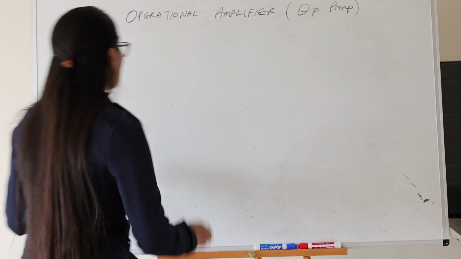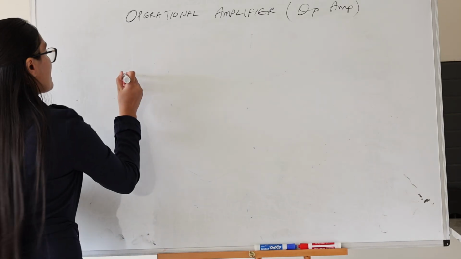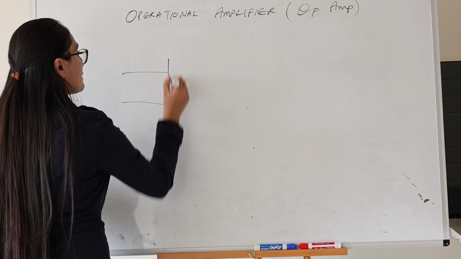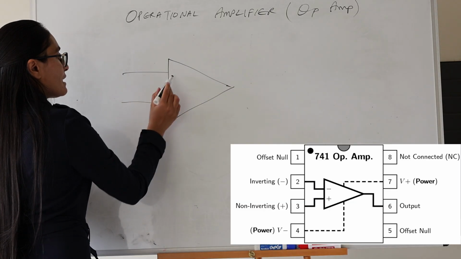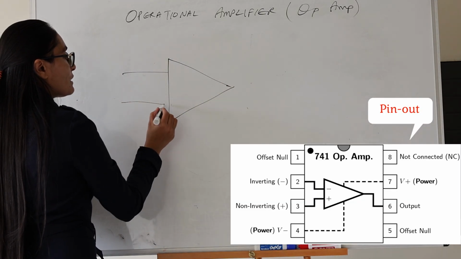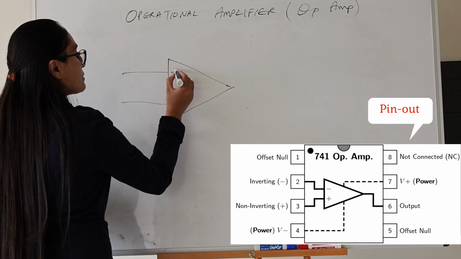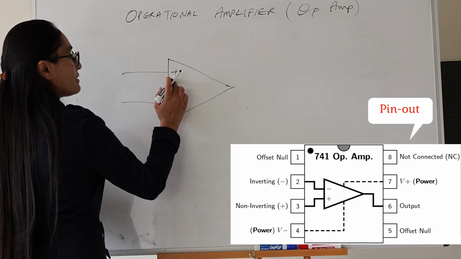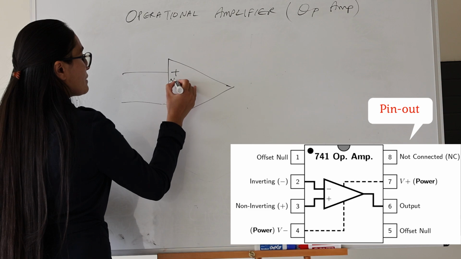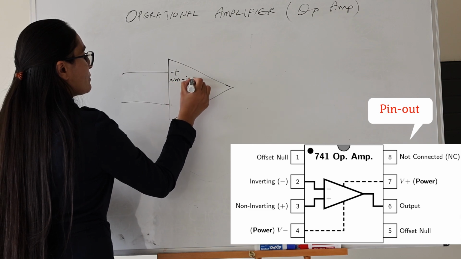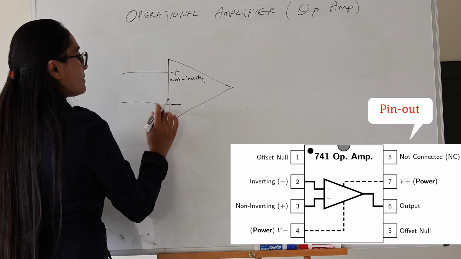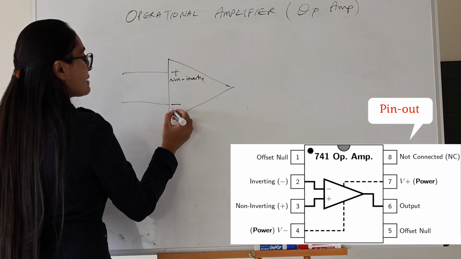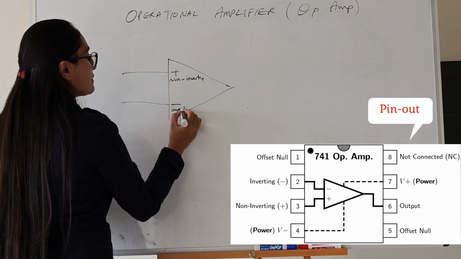So the symbol for the operational amplifier is this. We have a triangle which can take two inputs. So we have two input terminals. One of them is called non-inverting, referred to as plus. So this is non-inverting. And then we have another input terminal referred to as minus, and this is called inverting.